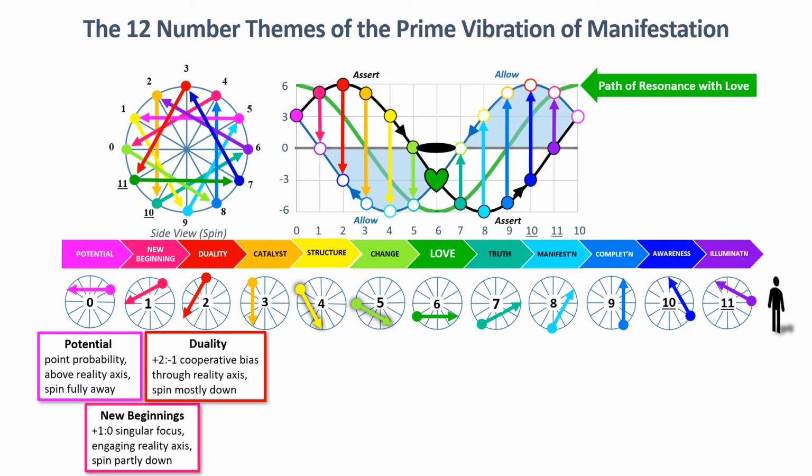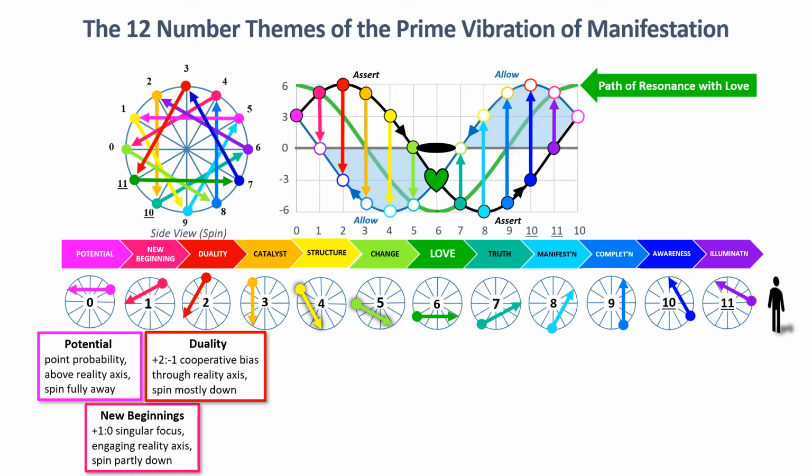At position 2 in red, the geometry changes from a singular polarity to one of duality, of a 2-to-1 ratio of twice the positive polarity above the real axis, then negative polarity below. Its spin more downward now, position 2 feels even more engaged and committed.